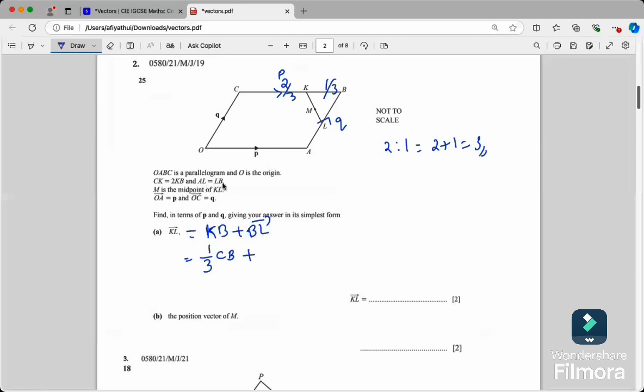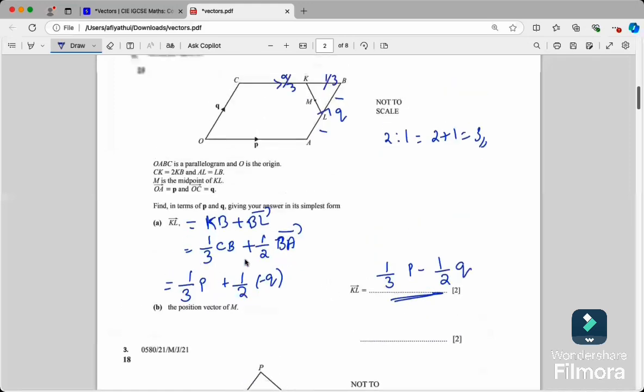And the BL, what we have, AL is equal to BL, they said. So it should be 1 is to 1 ratio, isn't it? Therefore, it will be half of Q. Q means half of BA. Therefore, 1 by 3 CB, CB is already P, plus 1 by 2 BA, so it should be minus Q. Therefore, your final answer is going to be 1 by 3 P minus half Q.